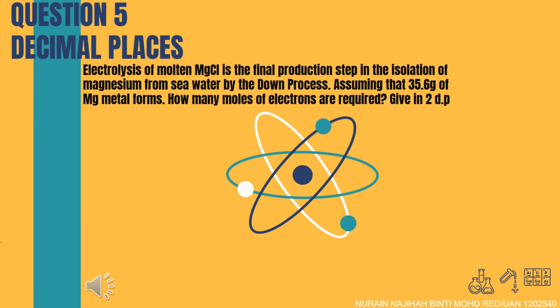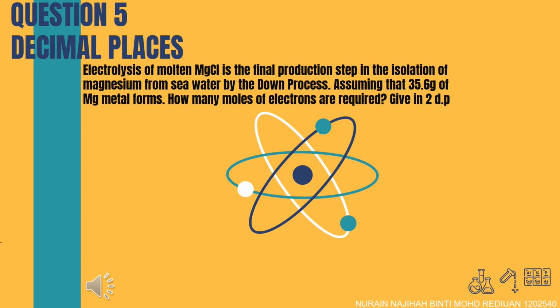Okay, so this is the last question. The question is: electrolysis of molten magnesium chloride is the final production step in the isolation of magnesium from seawater by the Dow process. Assuming that 35.6 grams of magnesium metal forms, how many moles of electrons are required? Give in 2 decimal places.